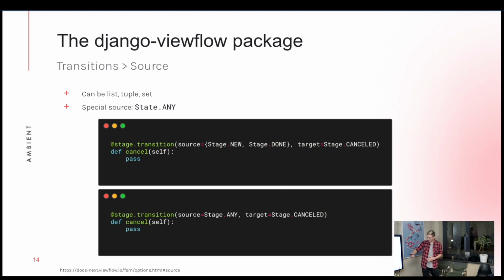So in this first example, in the cancel method, we say you can cancel our object if it is in the status new or in the status done. And then at the end you define a target, so after the transition has happened, the object should be in status cancelled. But the package gives us this special source, which is the any option, where, as the name suggests, you can just simply define, I will allow this transition from any status, coming from any source.